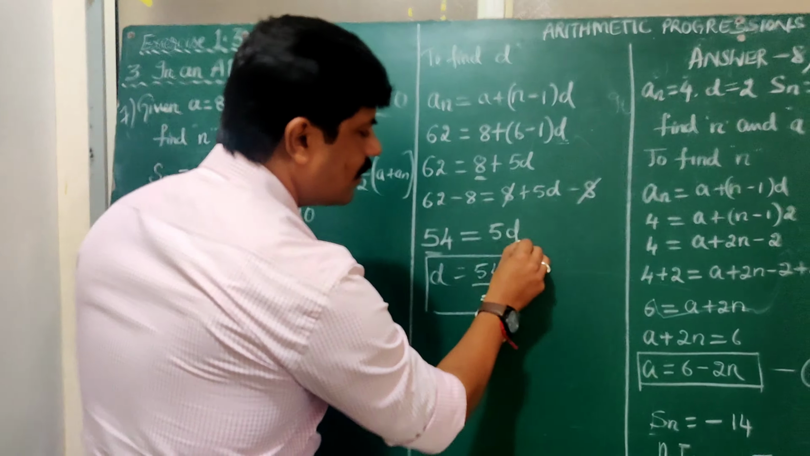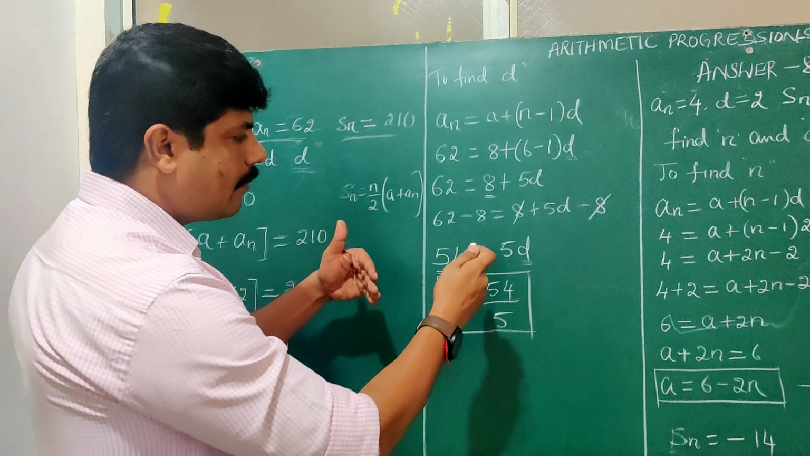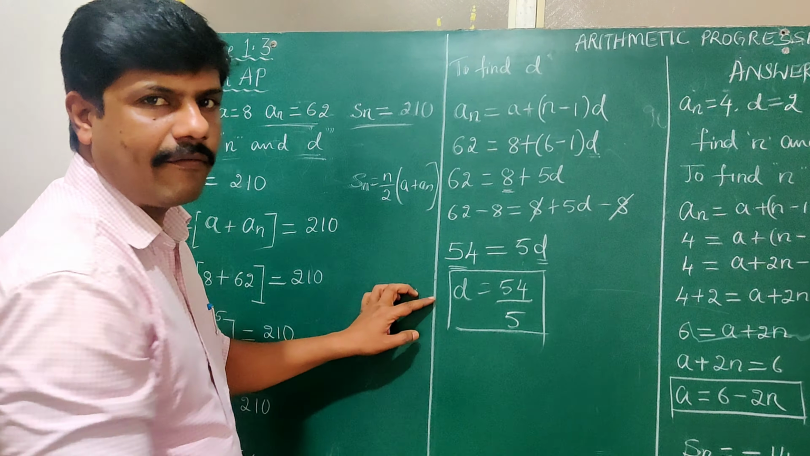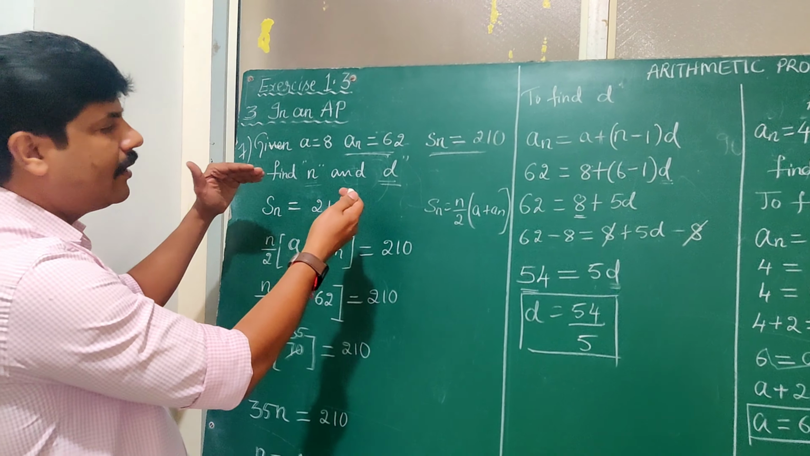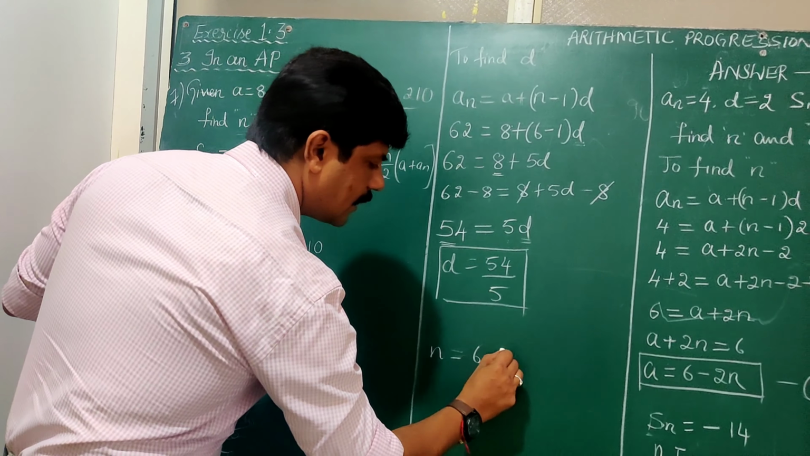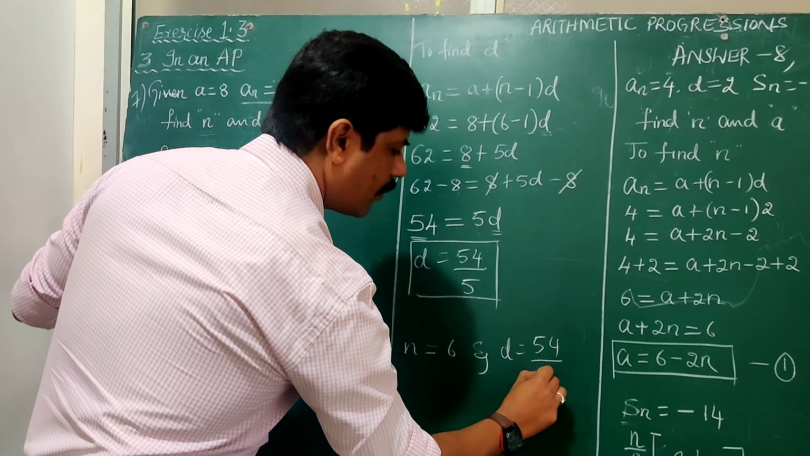Now you want the value of d. Therefore divide both sides by 5, so that you will get d is equal to 54 by 5. Thus, what is asked? We have got n is equal to 6 and d is equal to 54 by 5.